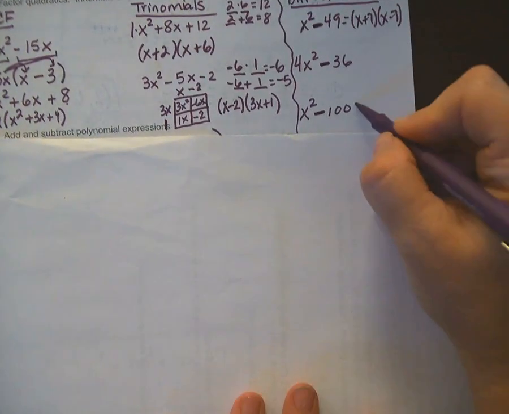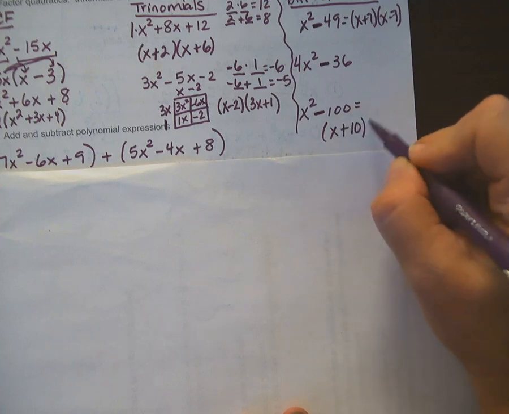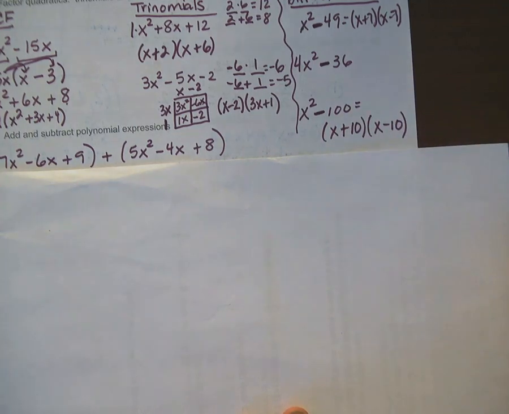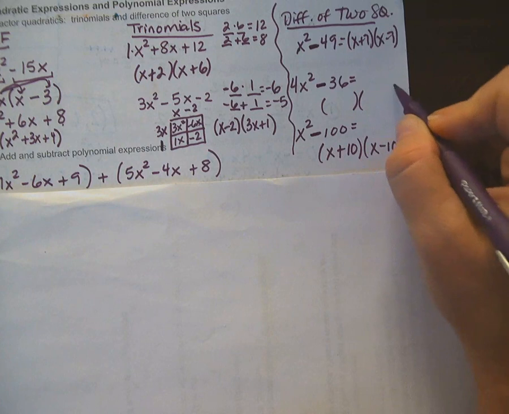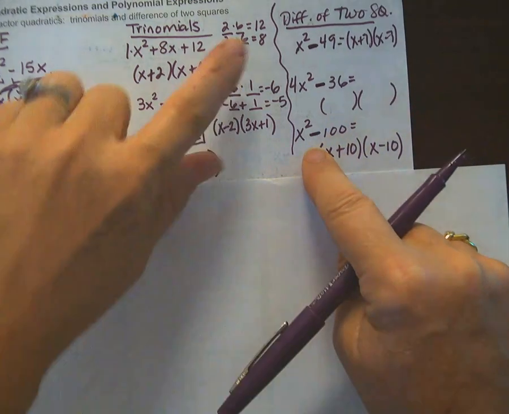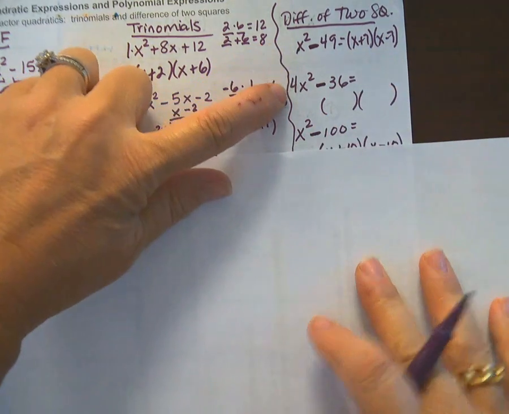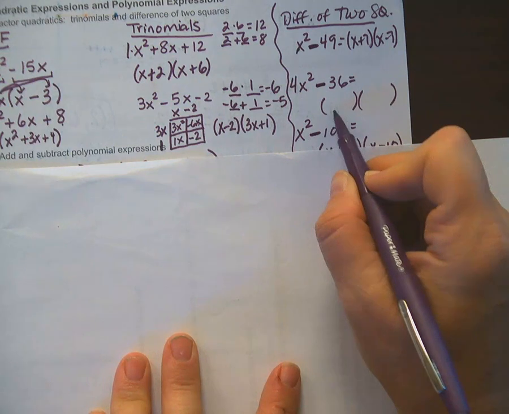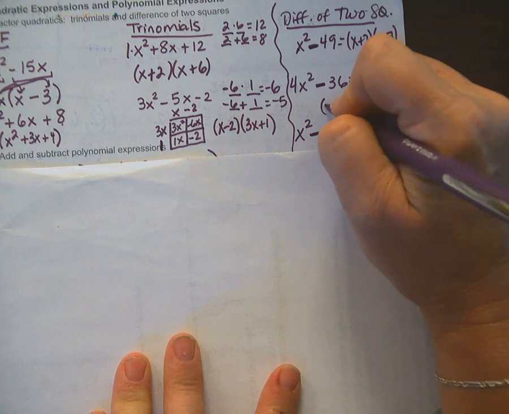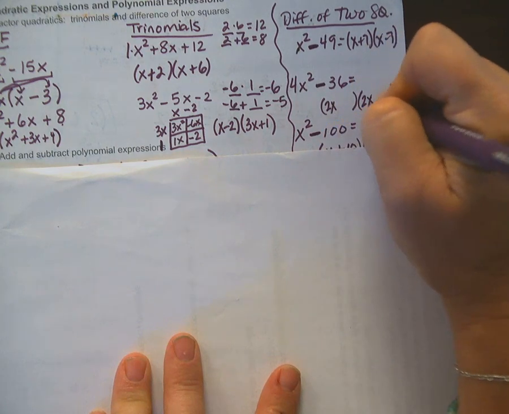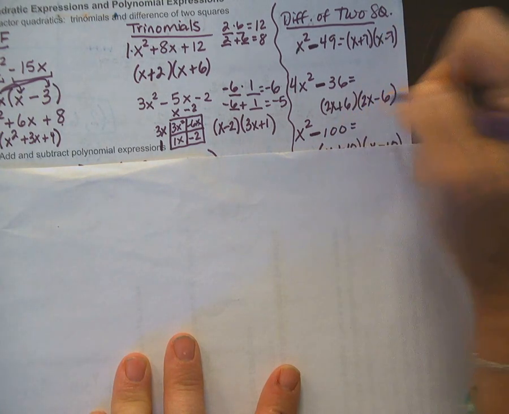Let's jump to the last one because that's pretty easy as well. X squared minus 100 is x plus 10, x minus 10. Okay, the middle one is a little bit different because in the first two, x squared becomes just x times x. But now you have to think, what numbers have to go here and here so that when you multiply them by themselves, you get 4x squared. Well, that's 2x and 2x. And plus 6 and minus 6.